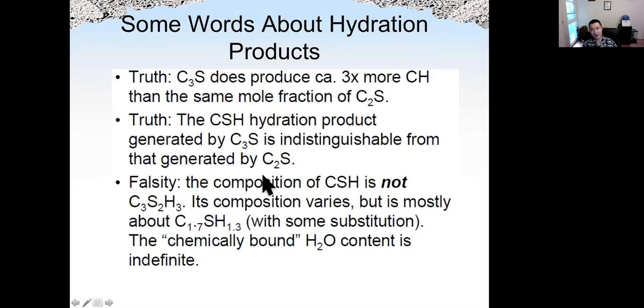And the exact composition of CSH is actually not fixed. It's not C3S2H3. It changes depending on many factors. And also we have chemically bound water in the CSH gel.